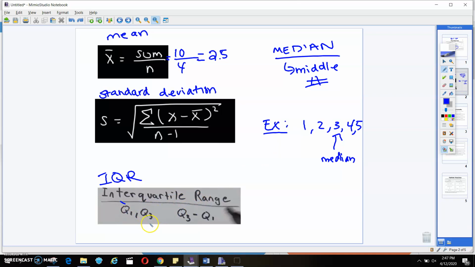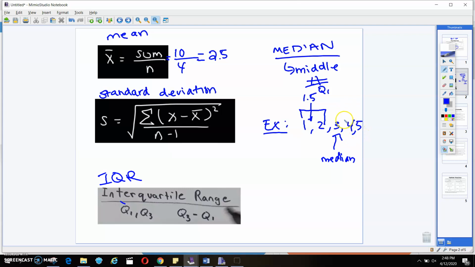So Q1 is going to come from my lower quartile, okay? And Q3 is going to come from my upper quartile. So my lower quartile consists of the numbers that are below the median. So 1 and 2 are below the median right now, okay? So I want to find the number that's in between those two. So in order to find that, I'm going to take 1 and 2, add them together and divide by 2. So 1 plus 2 is 3, and 3 divided by 2 is going to give me 1.5. So my Q1 is going to be 1.5.